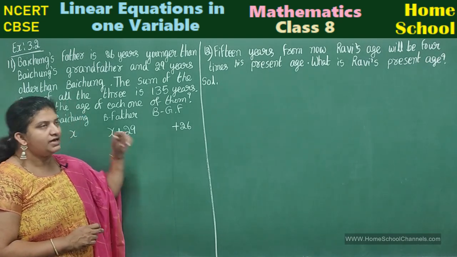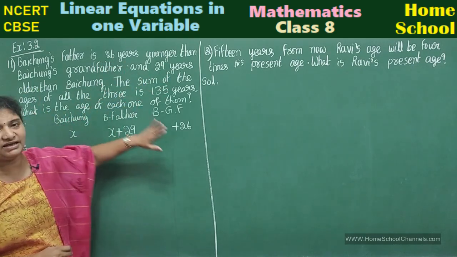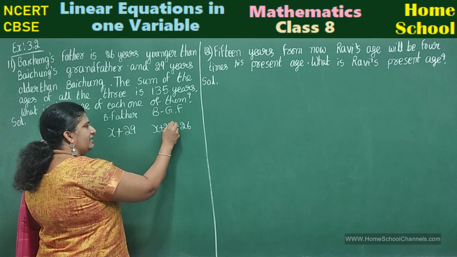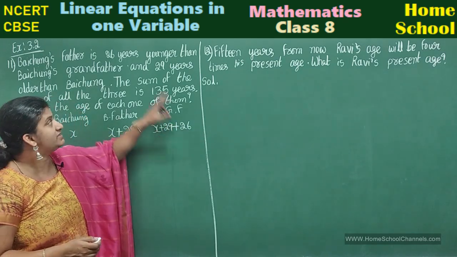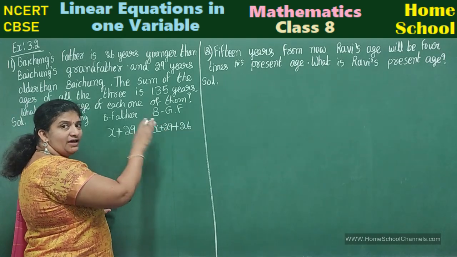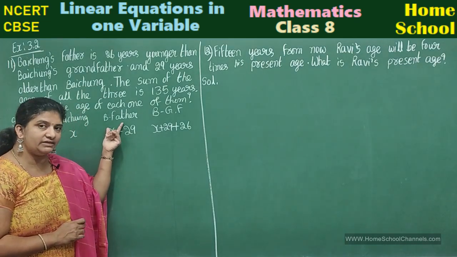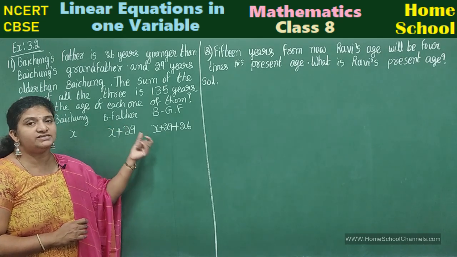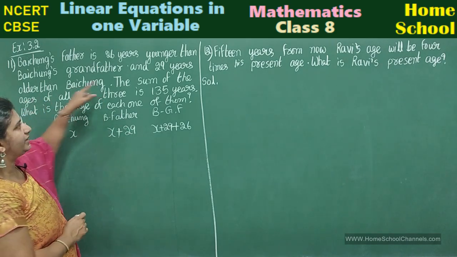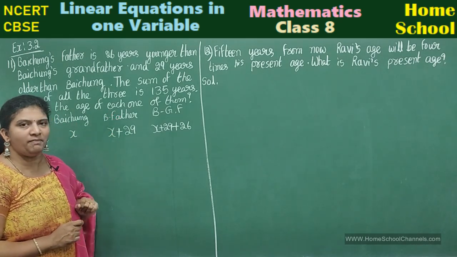So in order to fill this, again we need to read this statement. Bai Cheng's father is 26 years younger than Bai Cheng's grandfather. So the age of Bai Cheng's father is x plus 29. And how many years extra? 26 years younger than Bai Cheng's grandfather. Suppose if he is x plus 29, then he will be x plus 29 plus 26 years. Okay, don't be confused. We are talking about Bai Cheng's father. His age is 26 years younger than Bai Cheng's grandfather. So plus 26 give here. And the next point, 29 years older than Bai Cheng. 29 years older means that 29 you add for Bai Cheng's father.